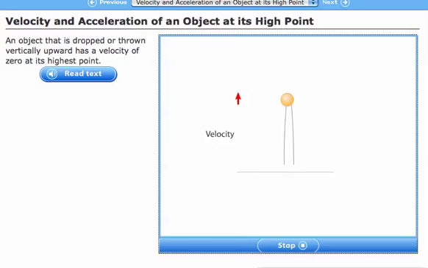As the ball travels upwards, the velocity slows. Let's freeze the motion at the top. At this point, the ball is no longer traveling upwards, so it does not have a positive velocity. However, it has not yet started moving downwards, so it cannot have a negative velocity either. The ball must therefore have a velocity of 0. Next, the ball starts to descend and gains speed as it travels.